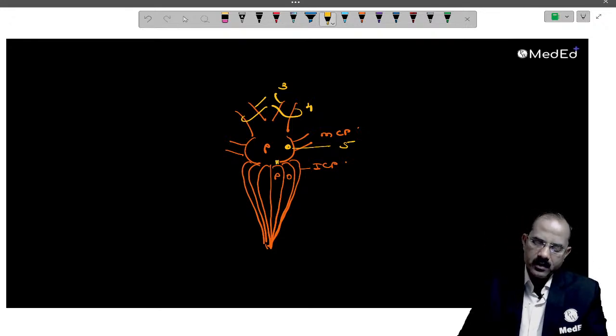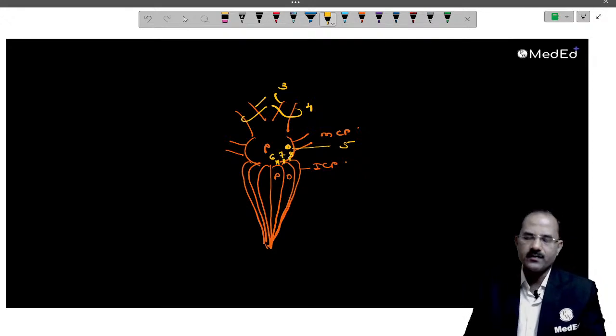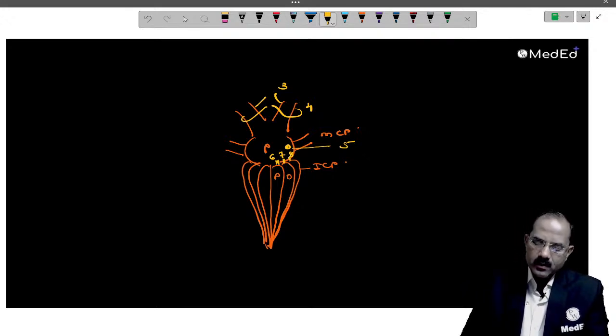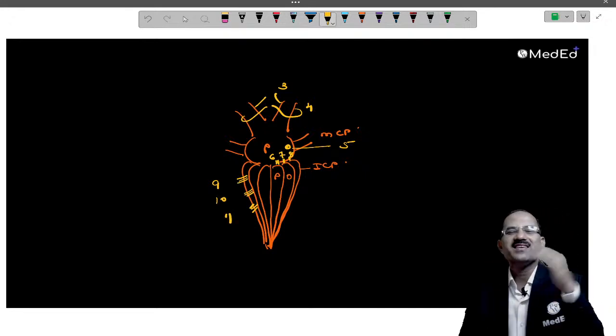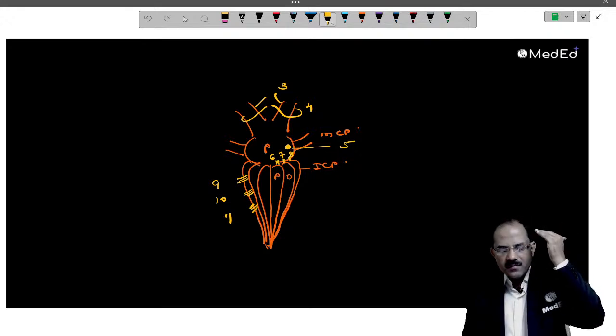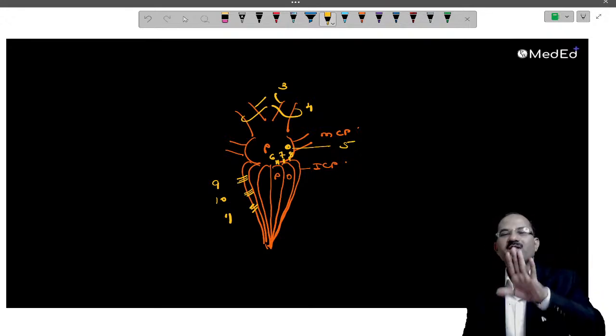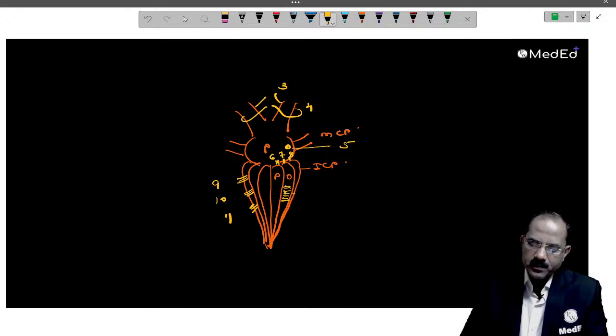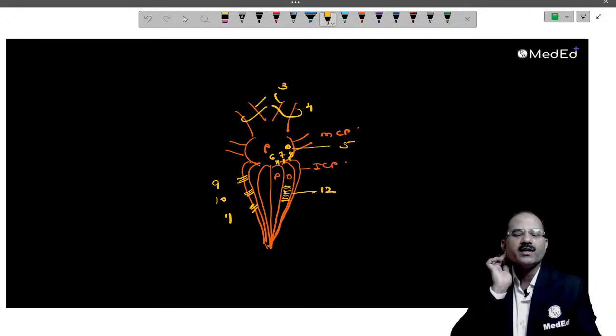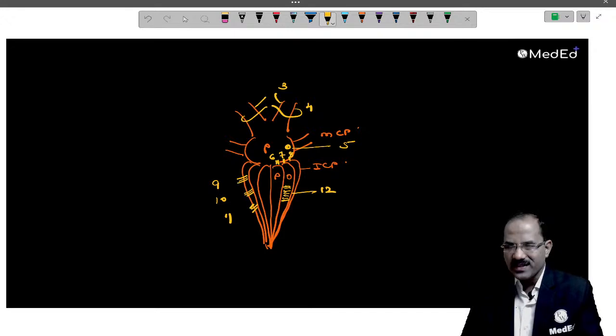At the pontomedullary junction, there are three nerves: the sixth, the seventh, and the eighth nerve. The ninth, the 10th, and the 11th are attached between the olives and the inferior cerebellar peduncle, and the 12th nerve is attached between the pyramids and the olives.